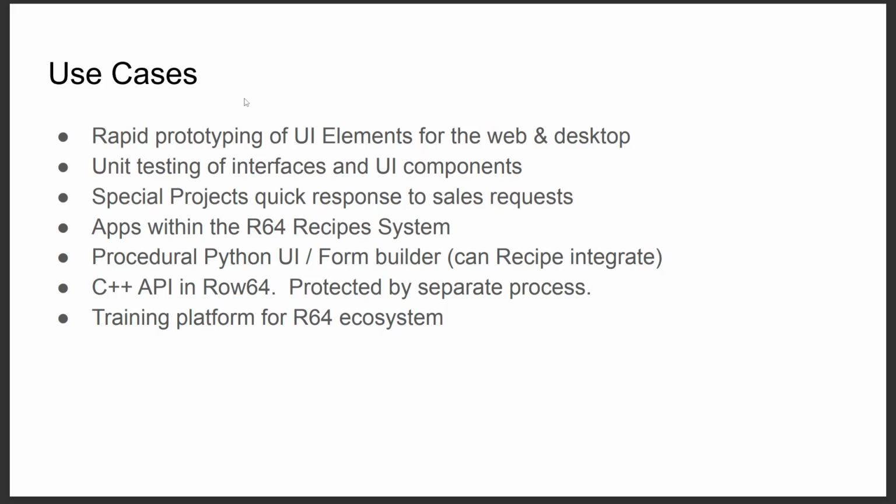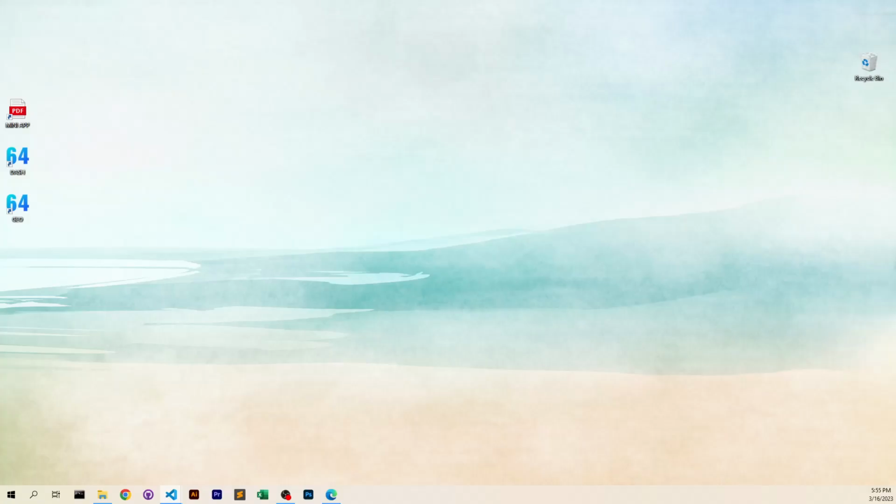The reason for this, and let's look at the code too. Well, I'll talk about the use cases first. Rapid prototyping of UI elements, unit testing, special projects, we want to integrate this into the recipe system. So there can be spin-off applications that are performing tasks in a separate process, working with Python, taking Python input and mutating it, and for example, building UI, building forms. The protection through a separate process is really good because then if your mini app crashes, it doesn't affect the app. And also as a training system for Row64.